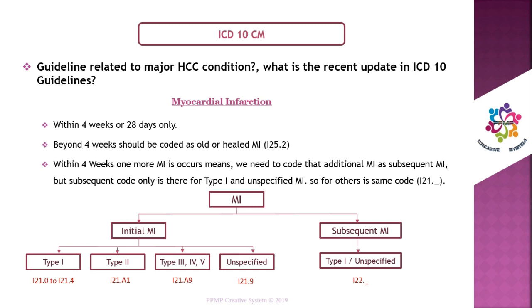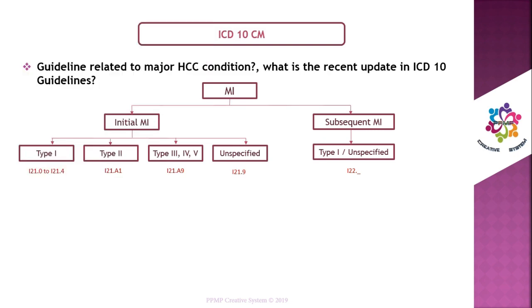New updates in the 2019 ICD-10 guideline changes: while coding 2 different types of MI, we need to code all in the I21 series, even if type 1 MI has a subsequent code. If both are type 1 MI, we can code the I22 series for subsequent MI along with I21 for the initial MI. Let's see the example for better understanding.